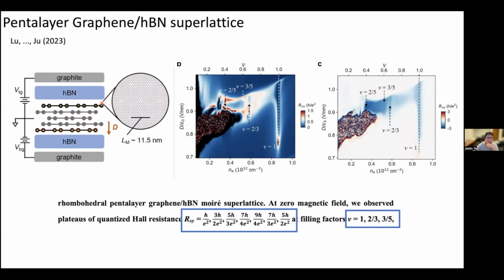So the moiré comes from two effects. First is the mismatch of the lattice constant between graphene and hBN. The second is a small twist angle, about 0.77 degrees. Experimentally, Long Ju's group found a CI at nu equals 1 and FCI at various other fillings when they applied an electric field to the sample. So the question is how to understand them.